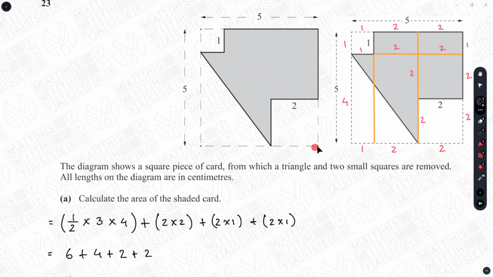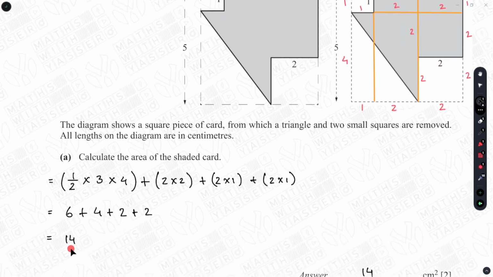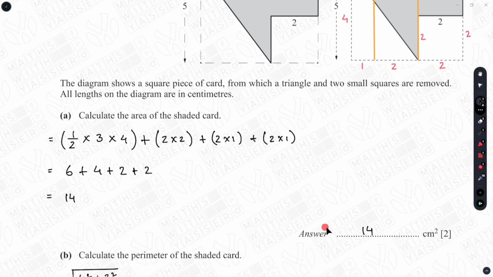So what I did, in order to find the shaded area, this triangle will have a height of 4 and the base will be 2 plus 1, which is 3. So therefore it will be half times 3 times 4. And then I have added this square, which is 2 times 2. Then I have added this rectangle, which is 2 times 1. Then again I have added this rectangle, which is 2 times 1. So simplifying it further, we will get 14 centimeters square.